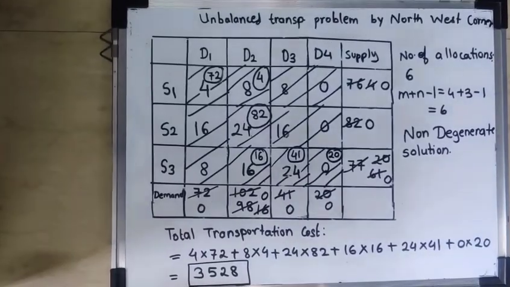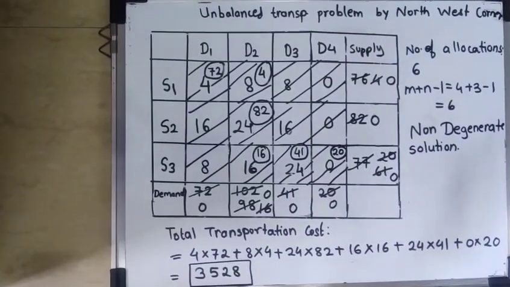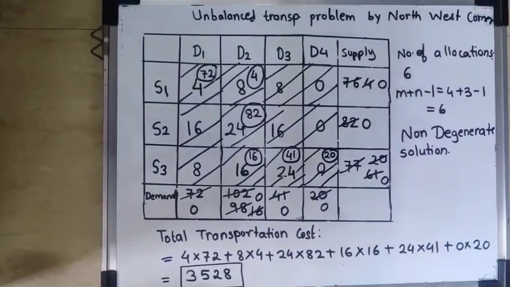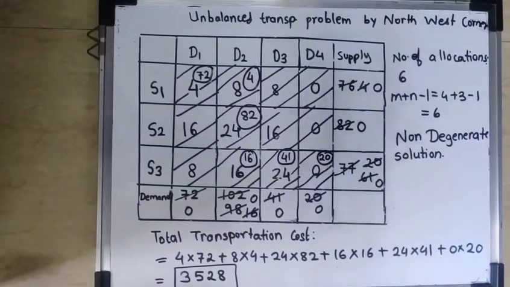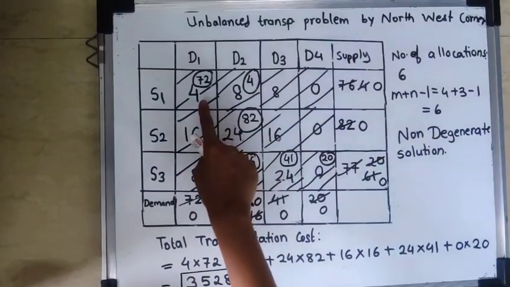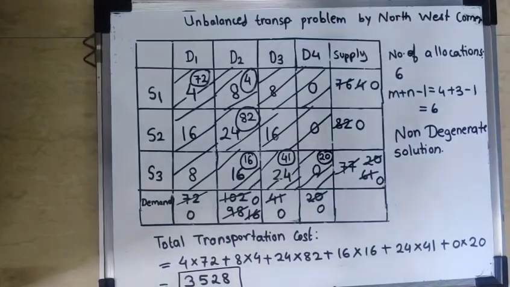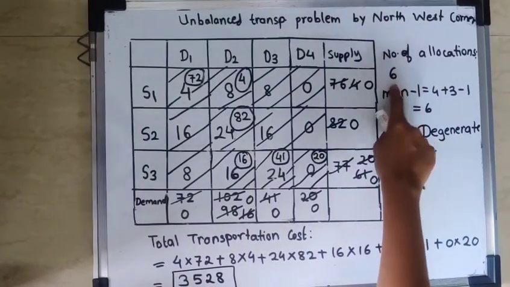Now the next step is to find out whether it is a degenerate or a non-degenerate solution. Here the number of allocations is 6. What is the number of allocations? Wherever we have made an allocation. So 1, 2, 3, 4, 5, 6. We have made 6 allocations, so the number of allocations is 6.